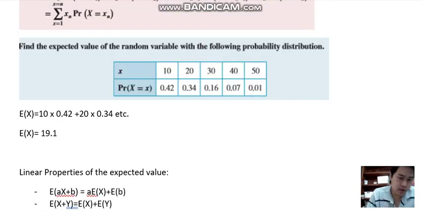This is called the linear properties of the expected value. Sometimes other questions will ask you in this form. If you know E of x is, say, 10, what's E of 5x plus something onto it? Through a proof you get E of ax plus b equals a times E of x plus b. You take that a out. And in the second part, if you have E of x plus y, then you can separate them.